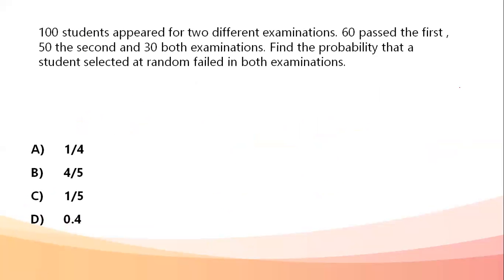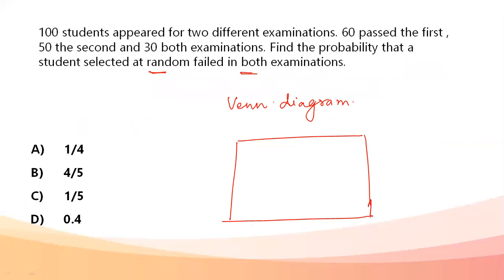Next question. 100 students appeared for two different examinations. 60 passed the first, 50 passed the second, and 30 passed both. Find the probability that a student selected at random failed in both the tests. Okay, now this question can be done using a Venn diagram very easily. So we're going to do it using a Venn diagram only. Let's draw a Venn diagram. The universal set is 100, that is, students in the class are 100. First subject 60 passed, 50 passed the second, and the common area, 30 passed both of them.